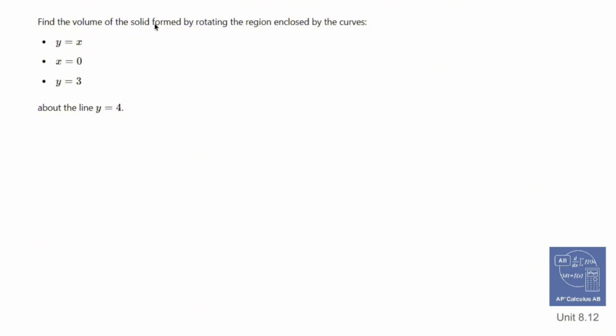Find the volume of the solid formed by rotating the region enclosed by the curves y equals x, x equals 0, and y equals 3 about the line y equals 4. This is using the washer method around a different axis. The equation for that is pi times the integral from a to b of whatever line you're rotating about minus the upper equation, close that, square that, minus whatever line you're rotating about minus the lower equation, close it, square it, dx.